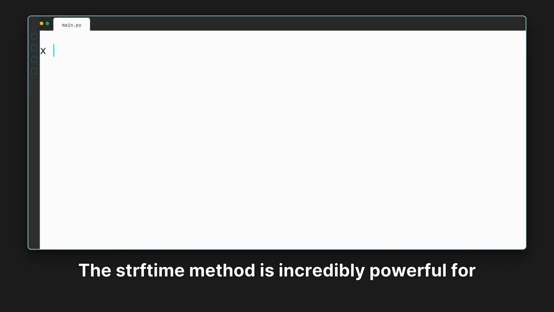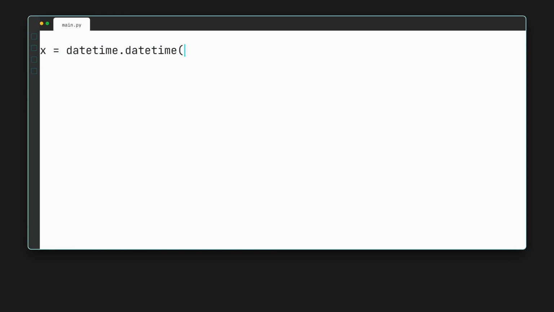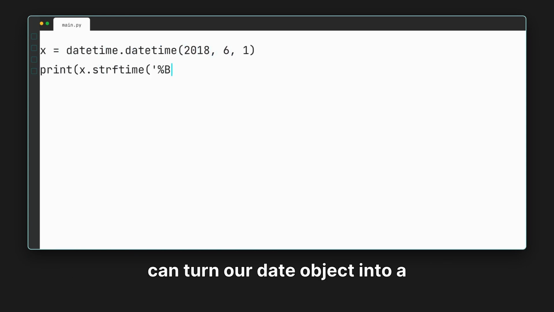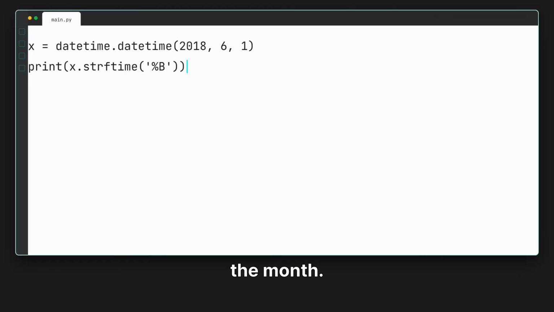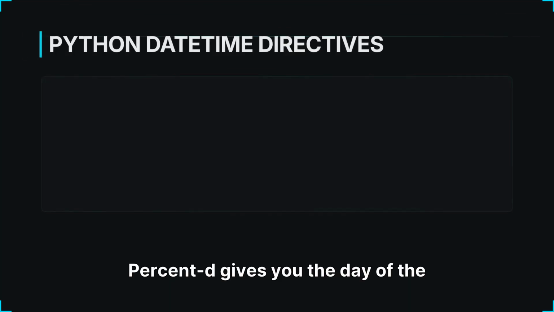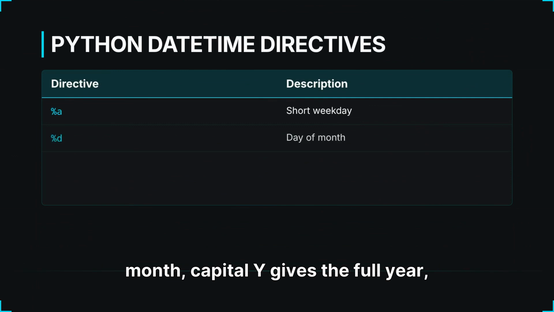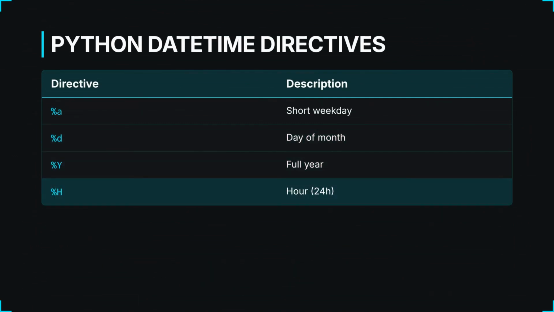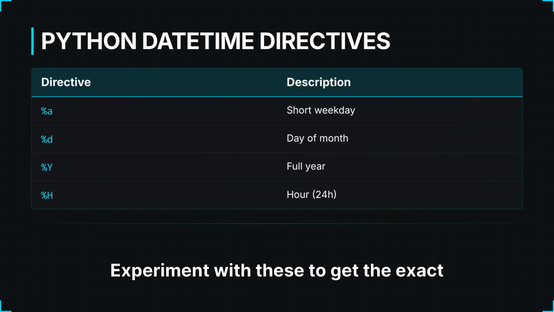The strftime method is incredibly powerful for formatting. By passing different directives like %B, we can turn our date object into a readable string, like the full name of the month. There are many directives you can use to customize your output. Here are some of the most common ones. %d gives you the day of the month, capital Y gives the full year, and capital H provides the hour in a 24-hour format. Experiment with these to get the exact look you need.